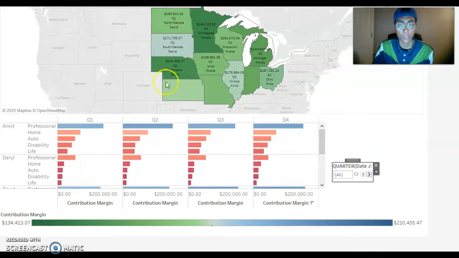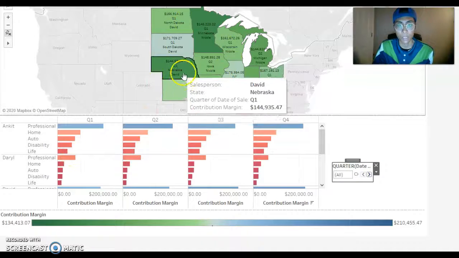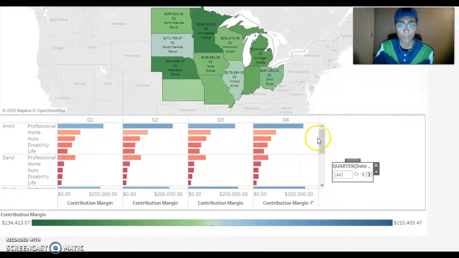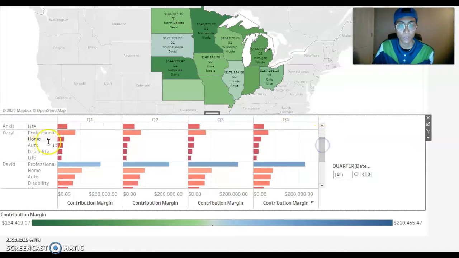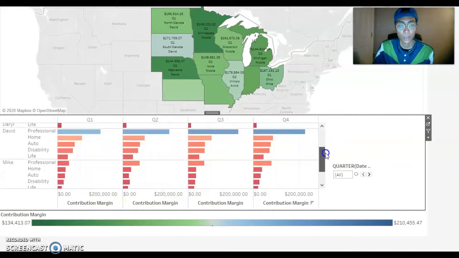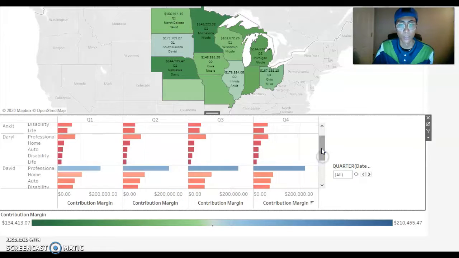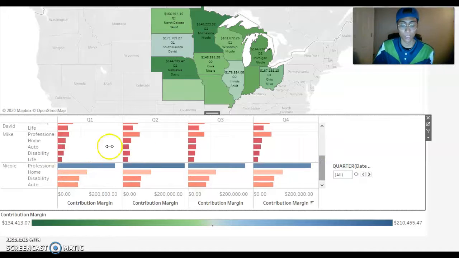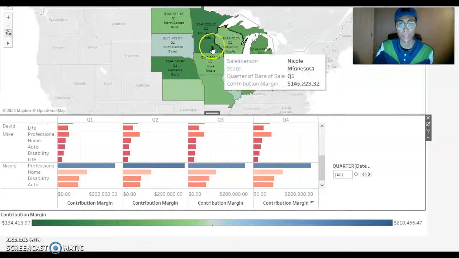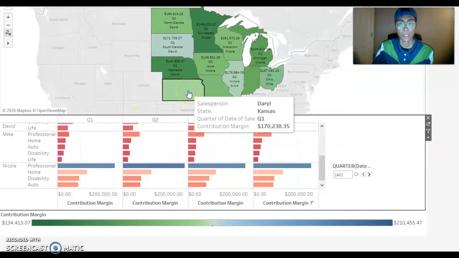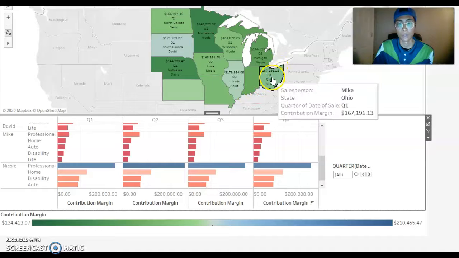So this still is very confusing to me as to why they actually have the lowest bars, and if you add these numbers up, it's pretty much equal to something higher, lower than Nicole's numbers for Mike and Daryl. So I didn't understand why. I was stuck on this for a long time to figure out why Nicole had the least amount of money in these states, and Daryl had 170, or Mike had like 167,000.